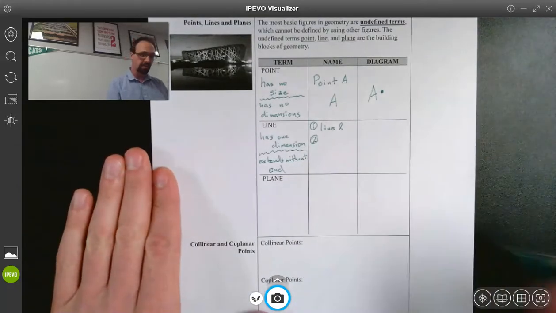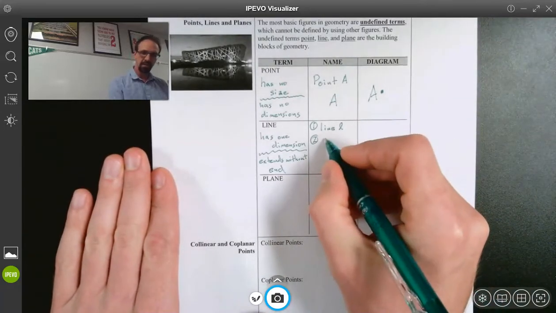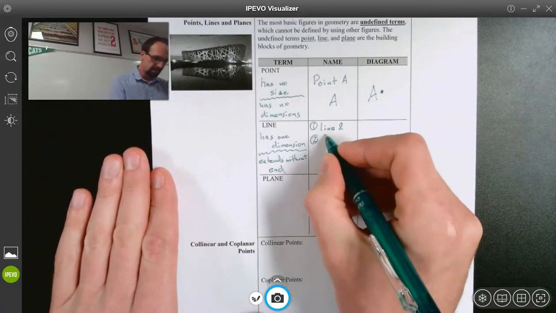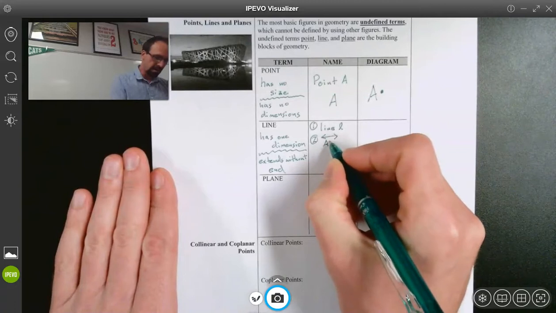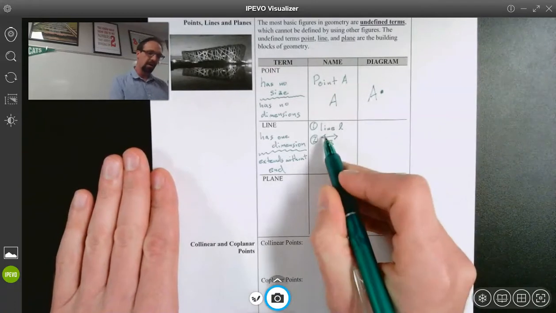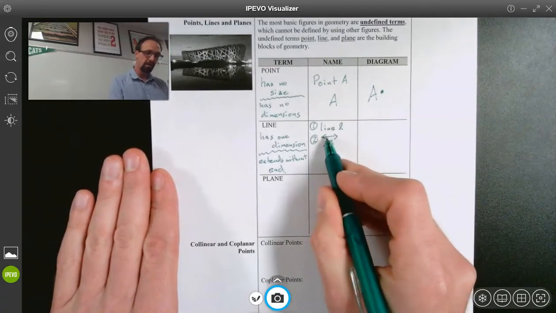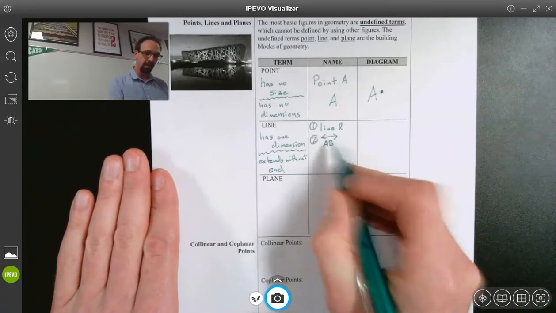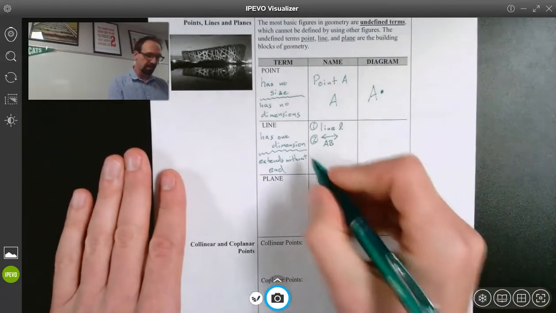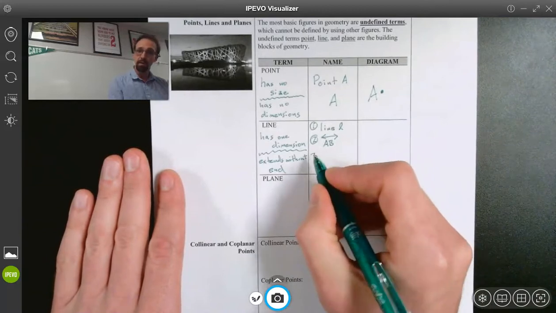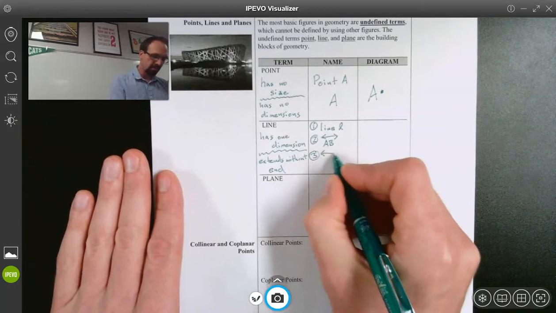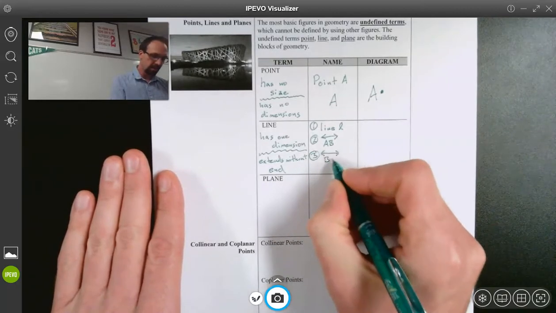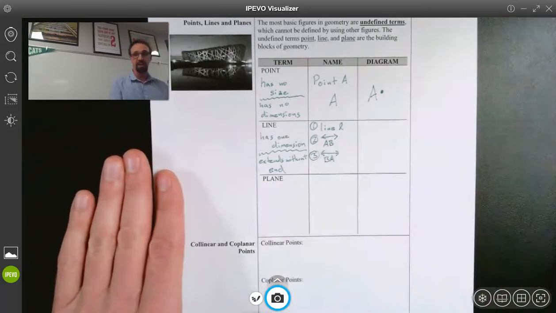We can also name it using two of the points that we find on the line. An example of that would be, say for instance, we're going to use point A and point B. Then we draw an arrow over both ends. So arrow, arrow, and then that would be line AB. Another way that we can name it, using the same information, is line BA. So if we just reverse the letters.